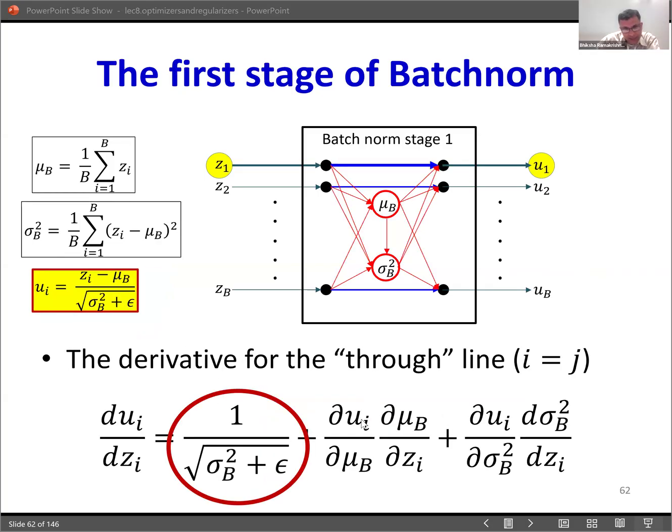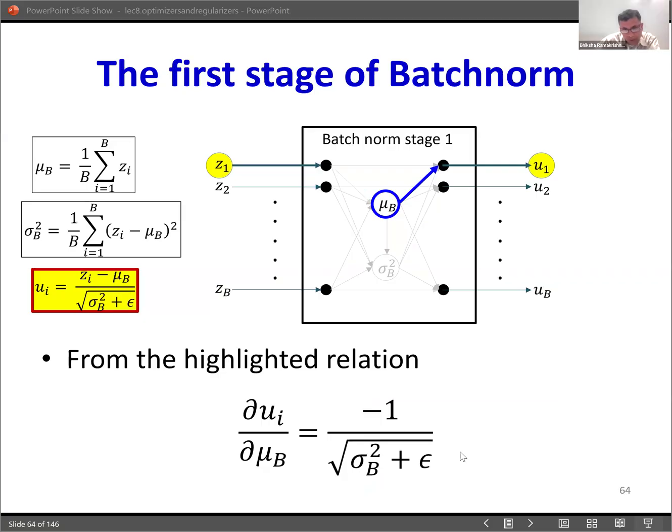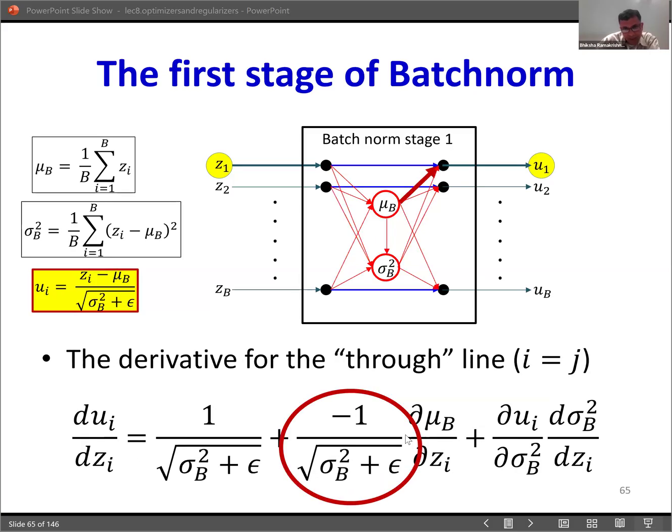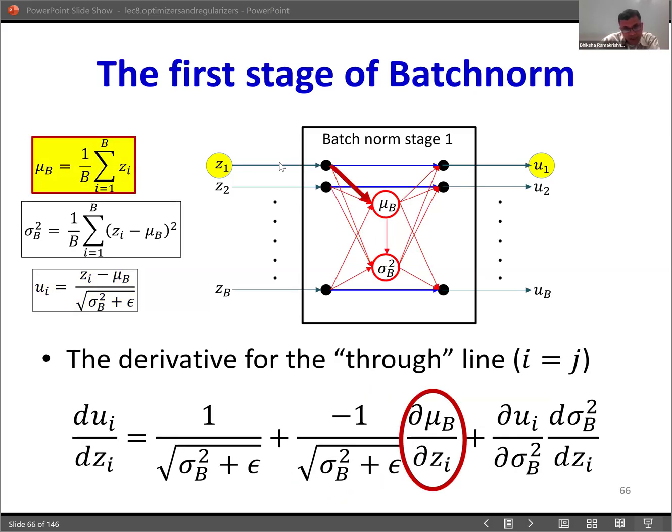Now let's look at the second one. This is the derivative of u with respect to mu, right? That too can be derived from this formula. What is the derivative of u with respect to mu? It's minus 1 over the square root of sigma squared plus epsilon, right? So let me plug that in over here. Beautiful.